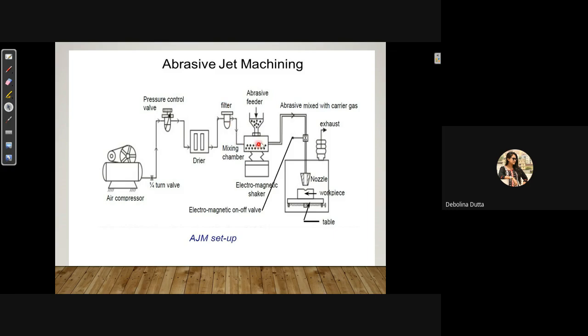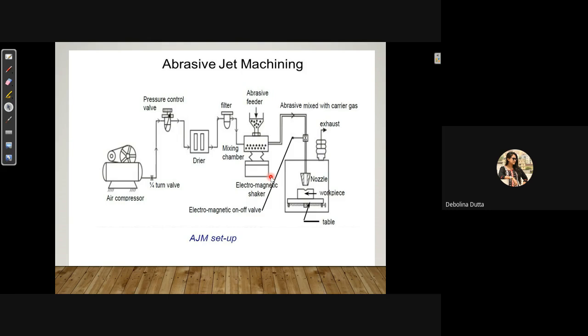See, the gas is coming into this particular chamber. The abrasive is fed to this chamber from the top, where there is an abrasive feeder. From the top you have to feed the abrasive into this chamber, which is attached with an electromagnetic shaker. Because when I send the flow through the nozzle, the amount of abrasive and the amount of gas should be proportionate.